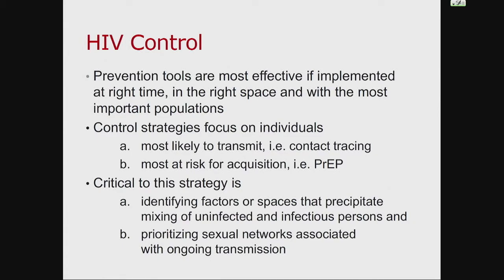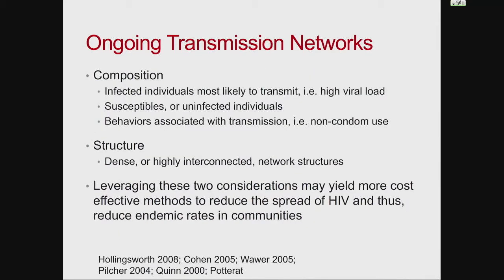Critical to this strategy, I'll argue, at the population level, since individual-level interventions are sometimes challenging, is identifying factors or spaces that precipitate the mixing of uninfecteds and infecteds, or susceptibles and infecteds, and prioritizing sexual networks associated with ongoing transmission. When I talk about ongoing transmission, I think about a number of things. Whenever I move to the population level, I think very quickly about the STI reproductive rate equation and the necessary and sufficient causes for ongoing transmission in a population.